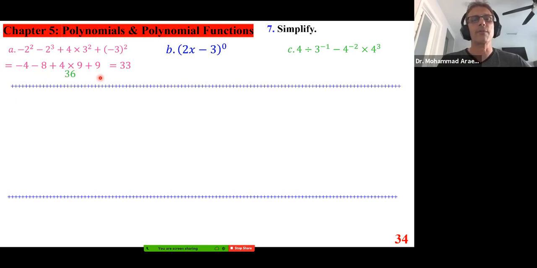Order of operations. Part B, it's being raised to the power of 0. The result is 1.